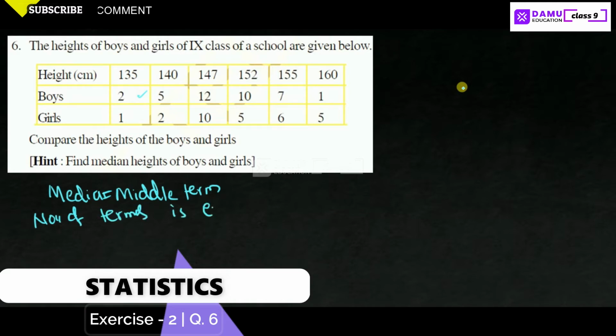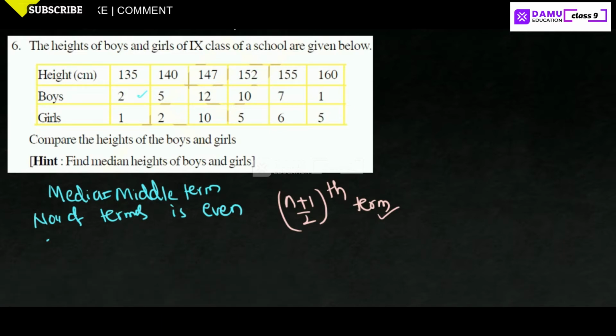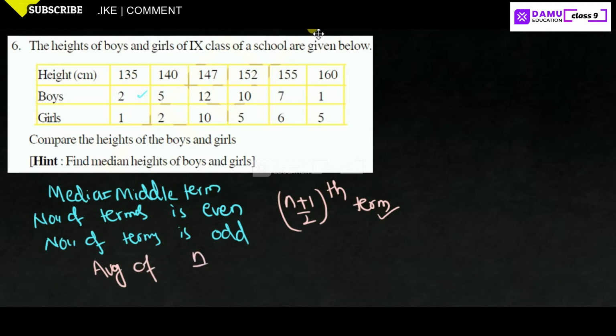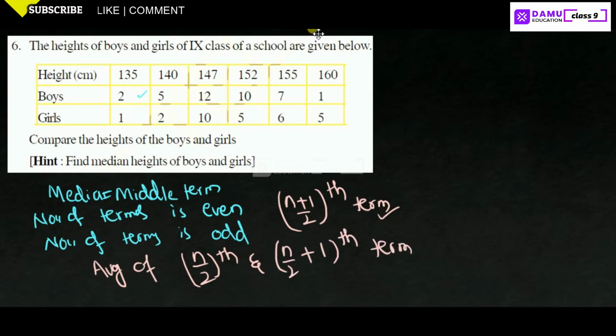is odd, then you can take the formula as the (n plus 1) by 2 term. This term we will take as the median. If the number of terms is even, then it is the n by 2 term and the n by 2 plus 1 term, and we take the average of those terms.